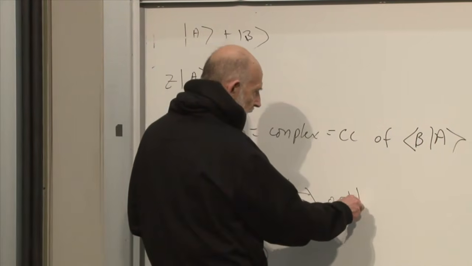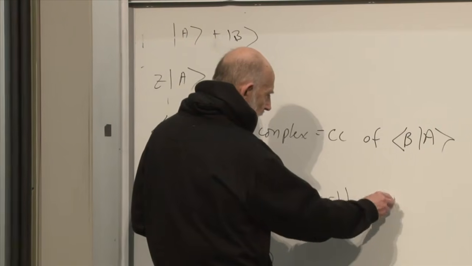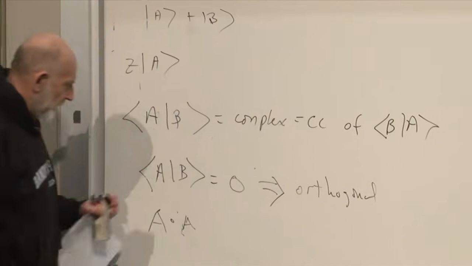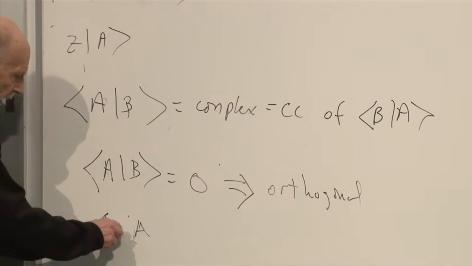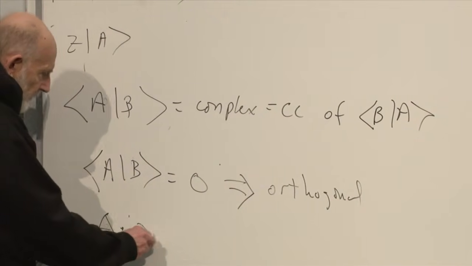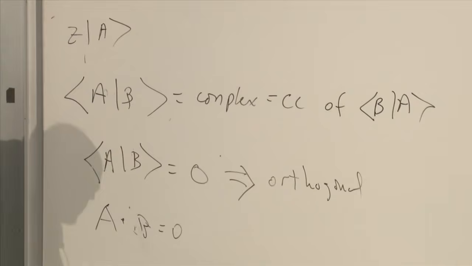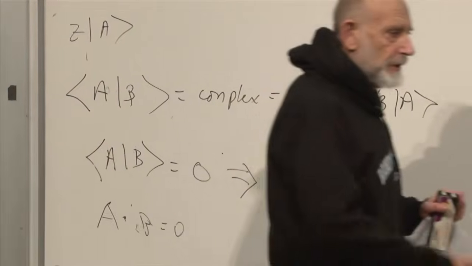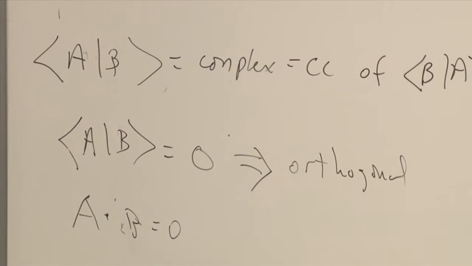Orthogonal. Same definition as for dot product. When the dot product between two vectors is 0, those vectors are orthogonal. Those are the definitions that we need for a vector space.